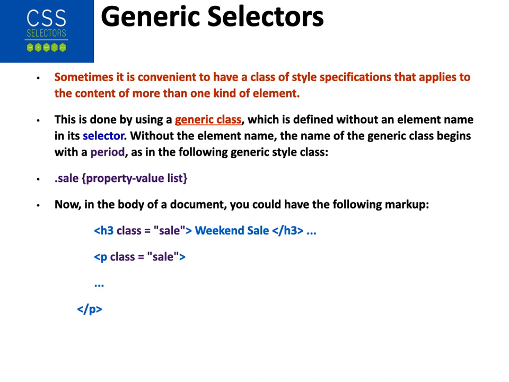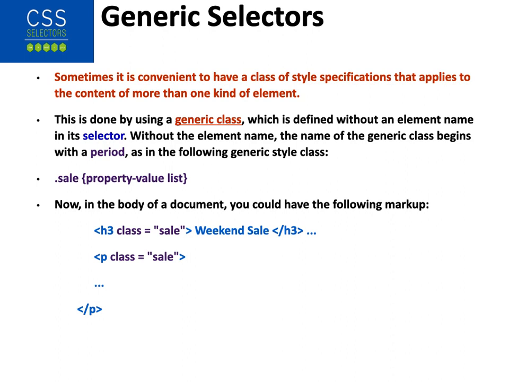This is applicable for any element that we have used in our web page. We will see the example. Now, in the body of a document, you could have the following markup: h3 class is equal to sale, weekend sale, slash h3. So h3 is a heading tag. So there we have used the new generic class name over there.